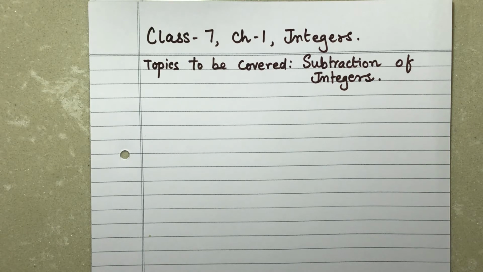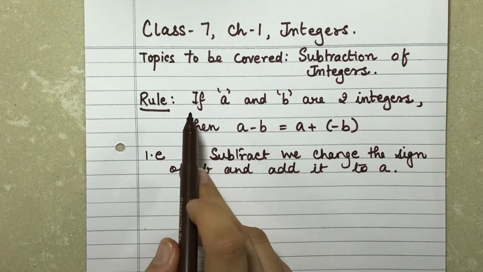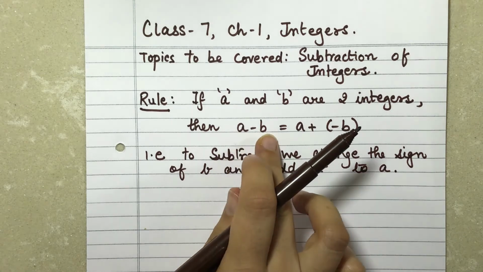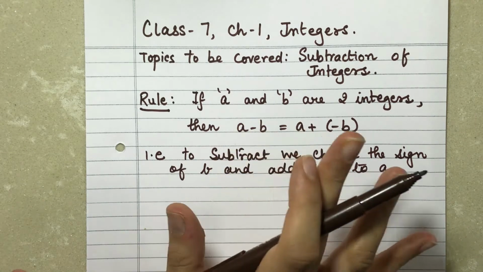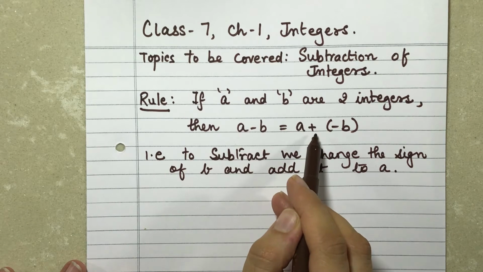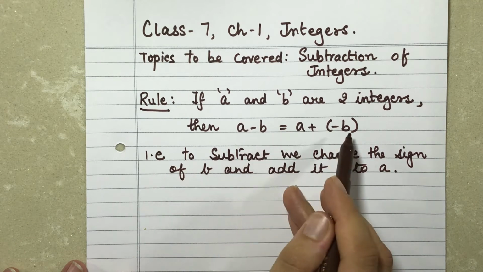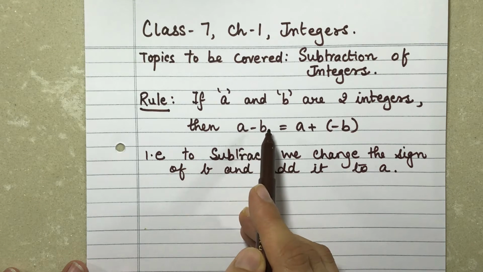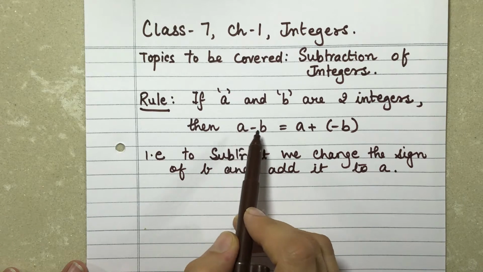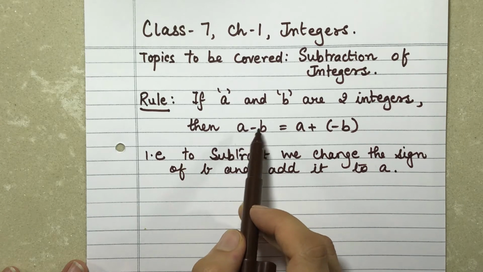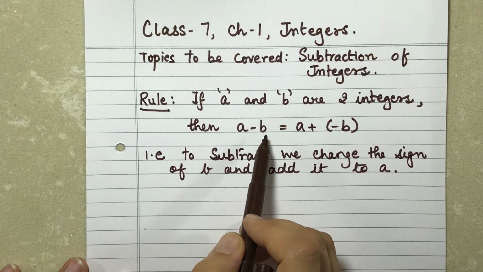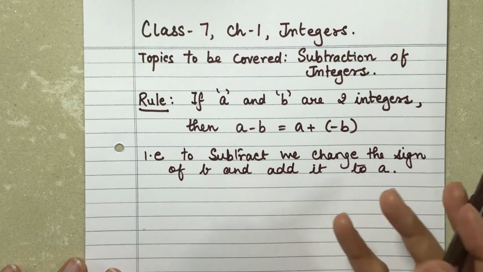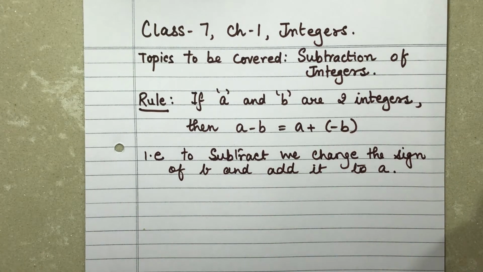So the rule is, if a and b are two integers given to us, then if b is getting subtracted from a, you need to change the sign of b and add it to a. So I can see here I have a minus b. I am subtracting b from a, but b is positive. So I'm going to change from positive b to negative b, and instead of subtracting, I'm going to add it to a. So this is what subtraction of integers is all about.